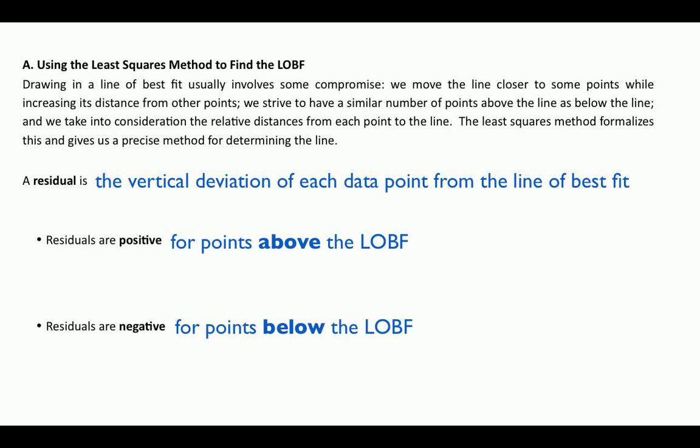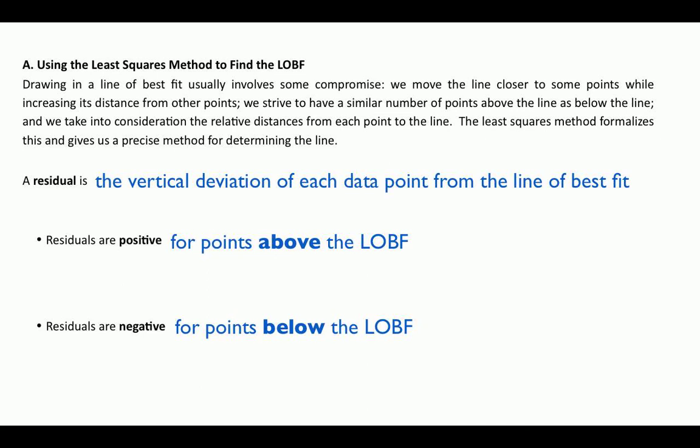Okay, so that's it. You have positive and negative residuals. At this point we don't even need to worry about calculating residuals. We just have to know that a residual is basically a deviation vertically, and that deviation is positive above the line of best fit, and it's negative below the line of best fit.